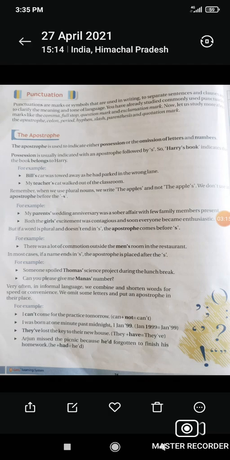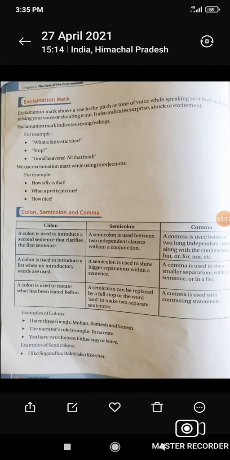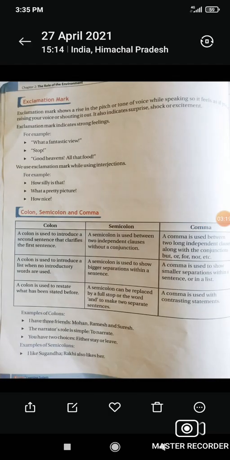Next, coming to the exclamation mark. Why do we use the exclamation mark? We use it to mark the end of a dramatic statement or a sentence where sudden feelings are expressed. For example, stop, don't run into the road. At the end of these sentences we use the sign of exclamation.